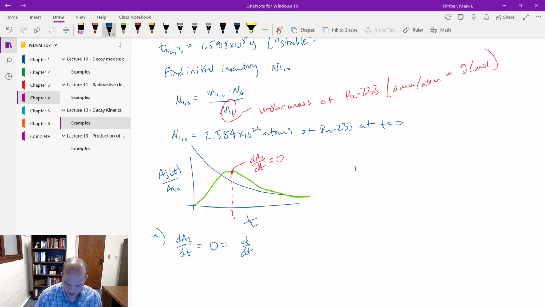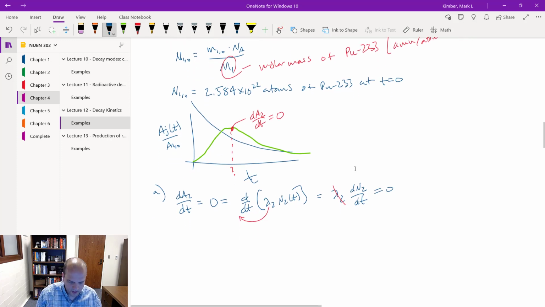That's going to be d/dt. The activity of 2 is going to be lambda 2 times N2 of t. Lambda 2 is a constant, so we can bring that outside the derivative operator. And so this just equals lambda 2 times dN2/dt. And since that equals 0, then we can just cancel out that lambda 2. So it's not surprising that whatever time gives us a maximum for the inventory of isotope 2 is the same time where the activity of isotope number 2 is at its greatest.